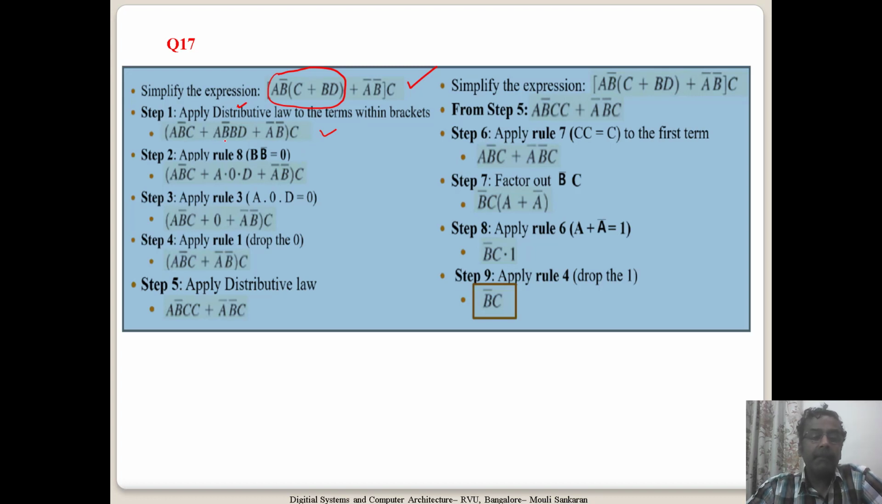Now what happens? B bar. Now when you have, let me explain this. This symbol, okay, what is given is four inputs and an AND gate, right?